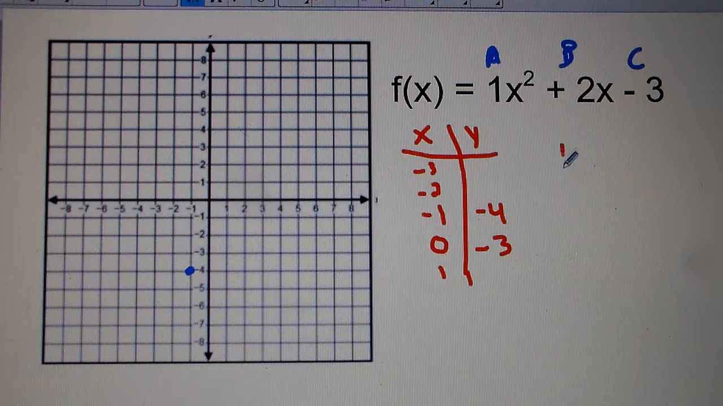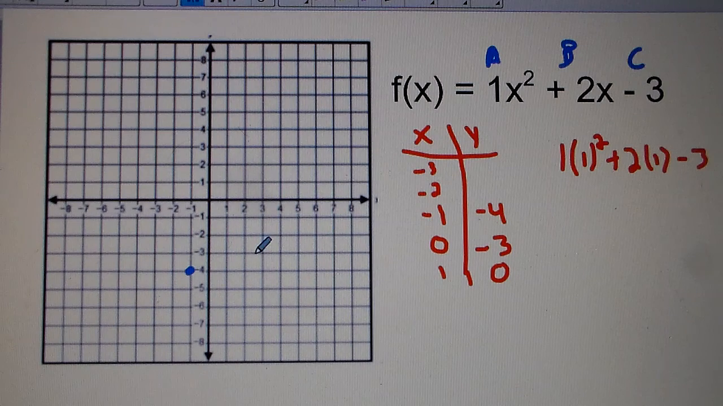Now I'm going to put 1 in. 1 parentheses 1 squared, plus 2 times 1, minus 3. Well, 1 squared is 1, times 1 is 1, 1 plus 2 is 3, 3 minus 3 gets us 0. So I'll plot those coordinates, (0, -3) and (1, 0), or those two dots right there.